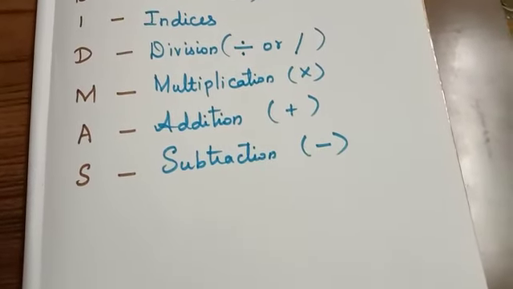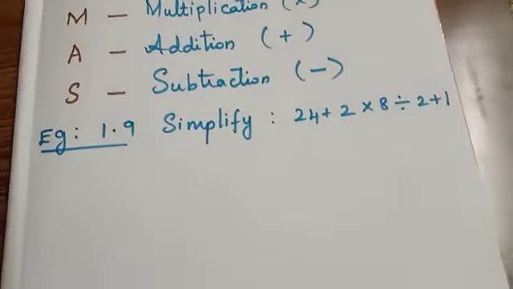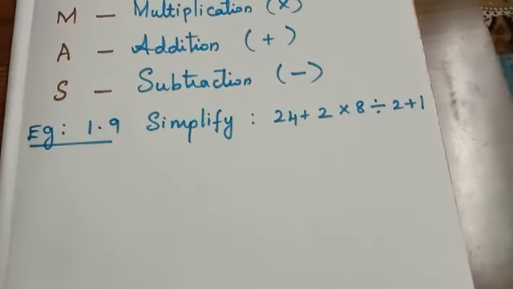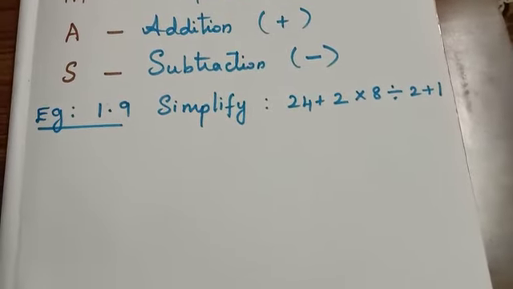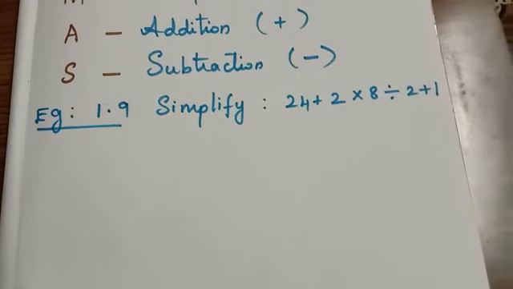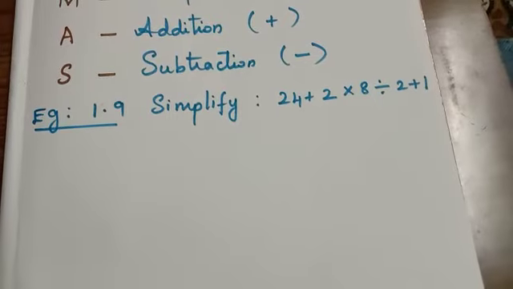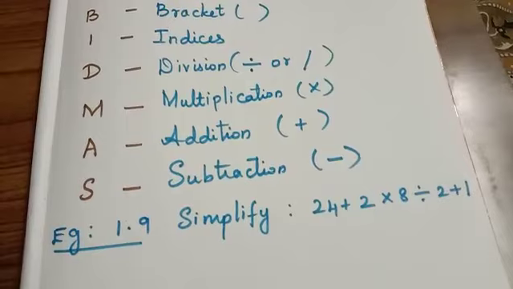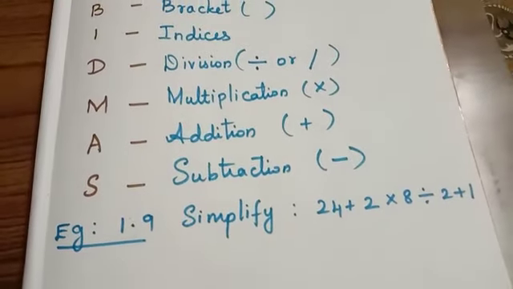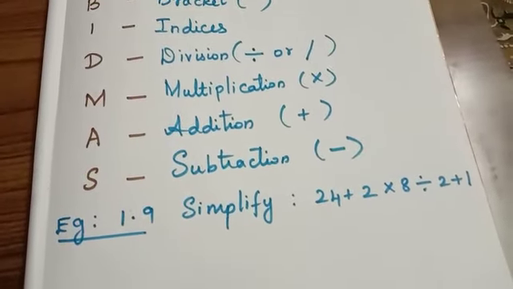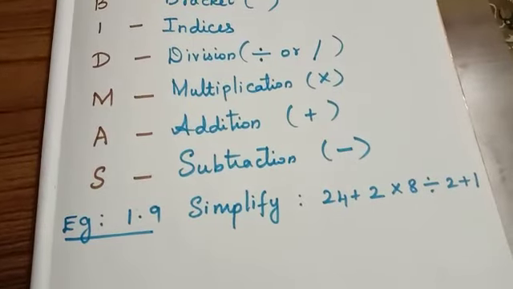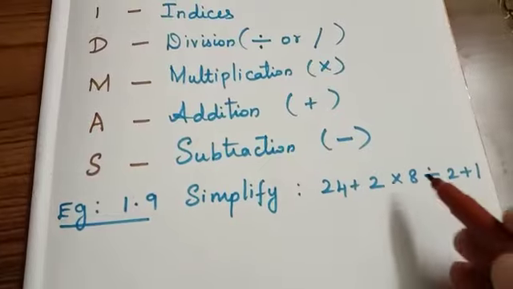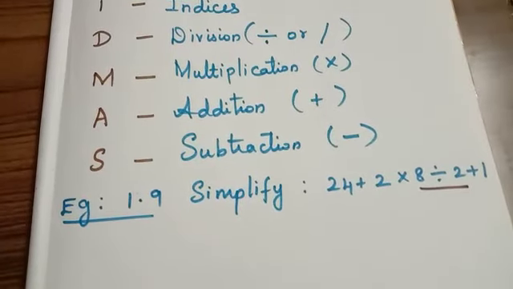So let's see one problem here. Example 1.9: simplify 24 plus 2 into 8 divided by 2 plus 1. This is the question given. So what is the BIDMAS rule here? First we have to check for the bracket value. Is there any bracket value? No. So next we go order-wise. What is the first order? Division. So check whether any division is there in the question. Yes, we have 8 divided by 2.